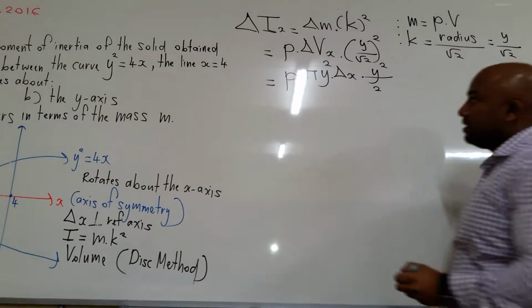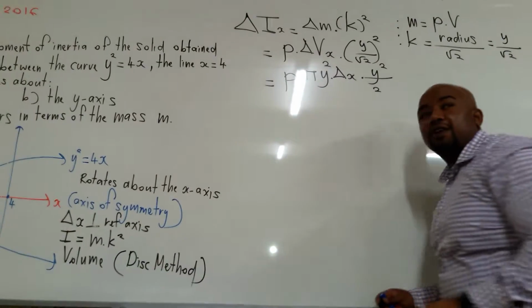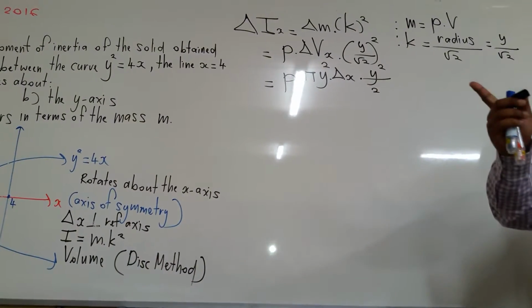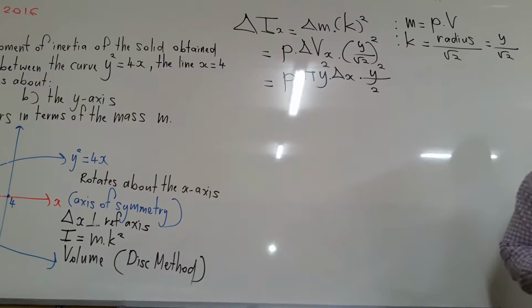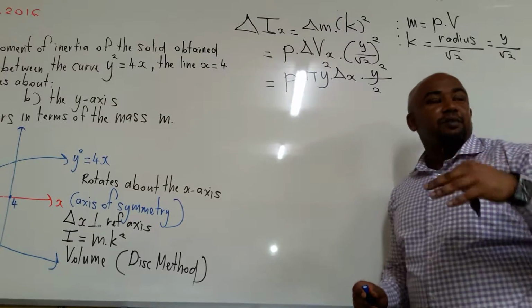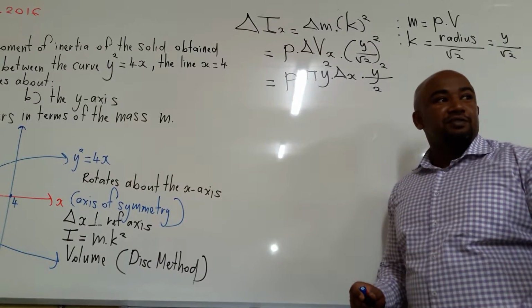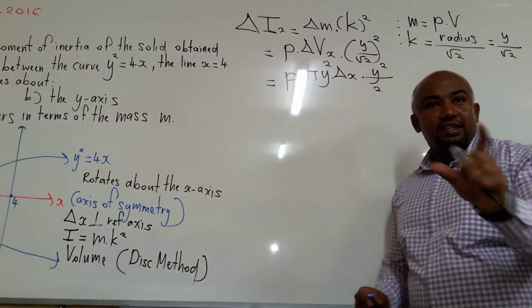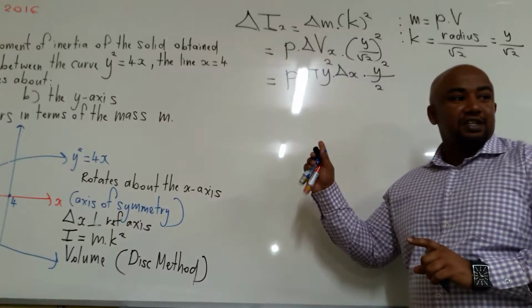Okay. So you have to remember the difference between the disk method and the shell method. Okay, this is the third time we're doing it. Third. I'm talking about the third exercise. First it was volume, then it was center of gravity. Now it is moment of inertia.